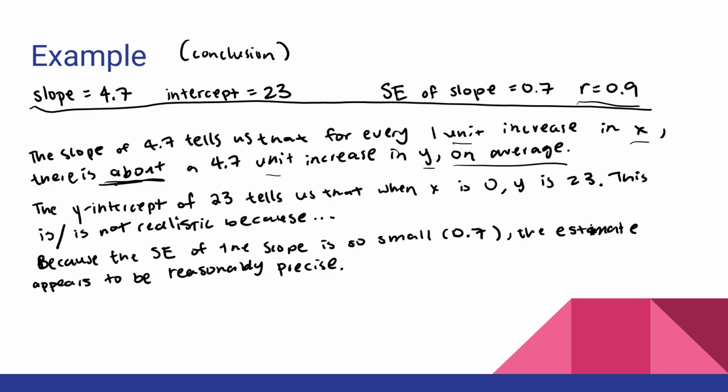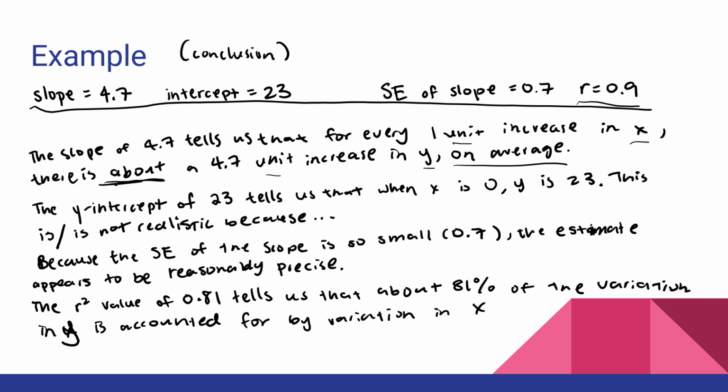So going back to chapter 6 through 8, our r squared value was our coefficient of determination. And what that told us is what percent of variation in y is accounted for by x. So putting that into practice for this question, we would say something like, the r squared value of 0.81 tells us that about 81% of the variation in y is accounted for by variation in x. So it's telling us how well our model did.